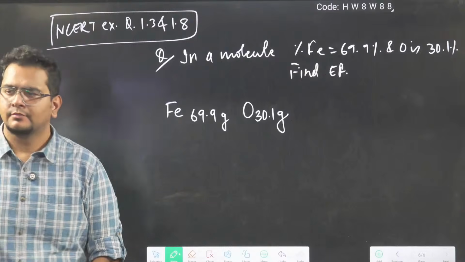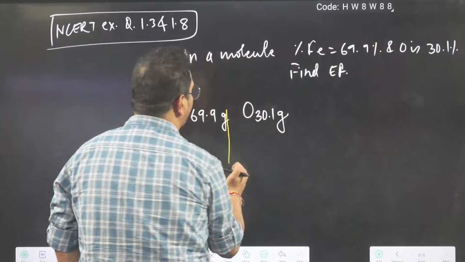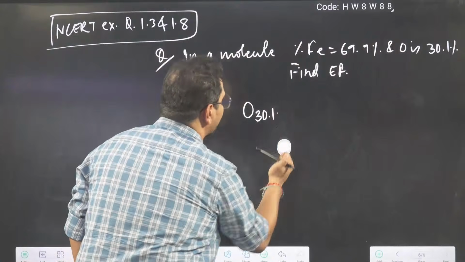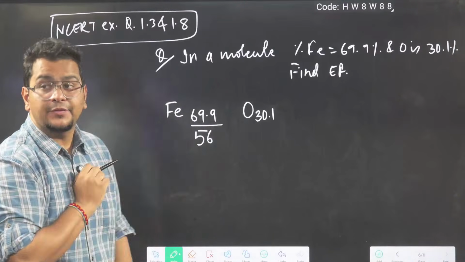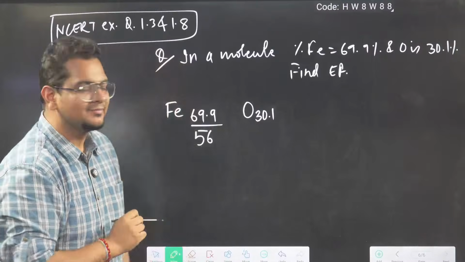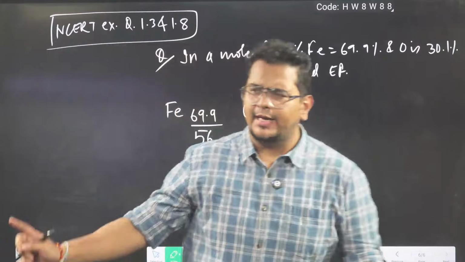Done? Now everyone see on the board. Are you understanding that I have to do given mass by molar mass? The molar mass of Fe is 56 gram per mole, and of oxygen atom is 16 gram per mole. Up to here, anyone have any problem?